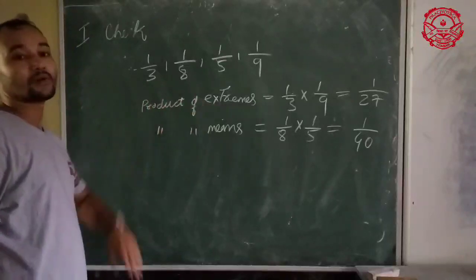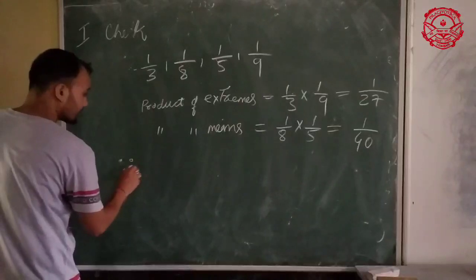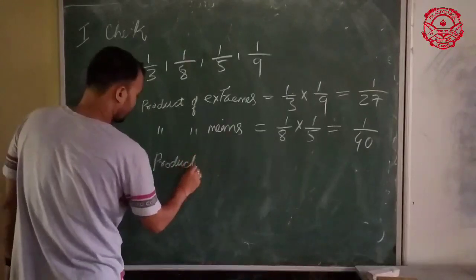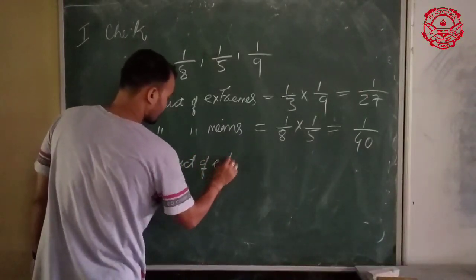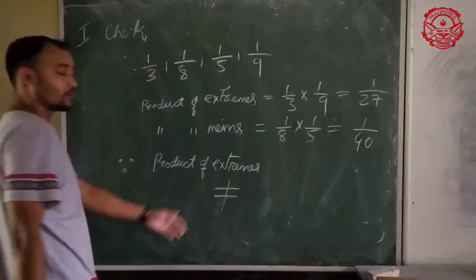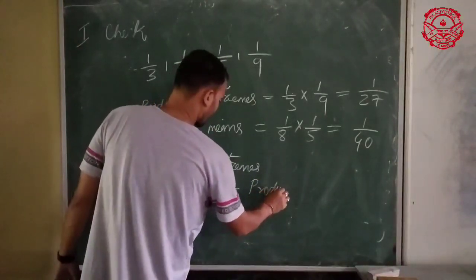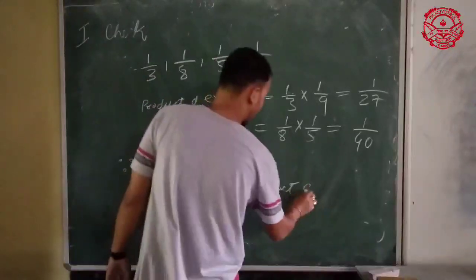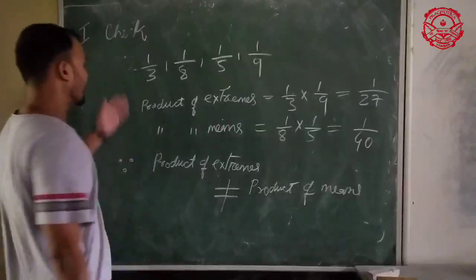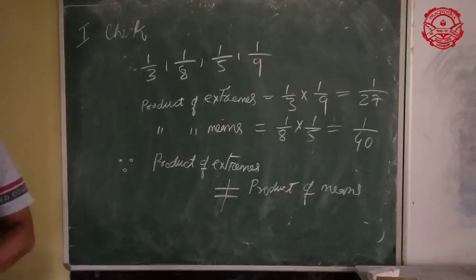Since 1 by 27 is not equal to 1 by 40, that means they are not in proportion. Since the product of extremes is not equal to, we represent not equal like this way, not equal to the product of means. Therefore, these particular numbers are not in proportion. Fine. Okay.